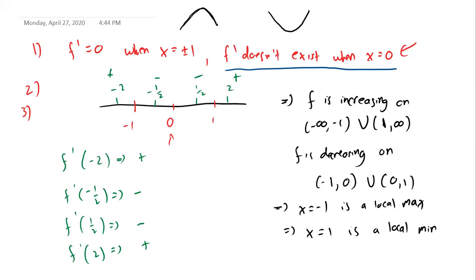So we're basically killing a bunch of birds with this example. Just by doing this setup, finding where the derivative equals 0 or doesn't exist, drawing the number line, and testing values in each subinterval, you find where the function is increasing or decreasing. In turn, you use that information to find local maximums and local minimums.